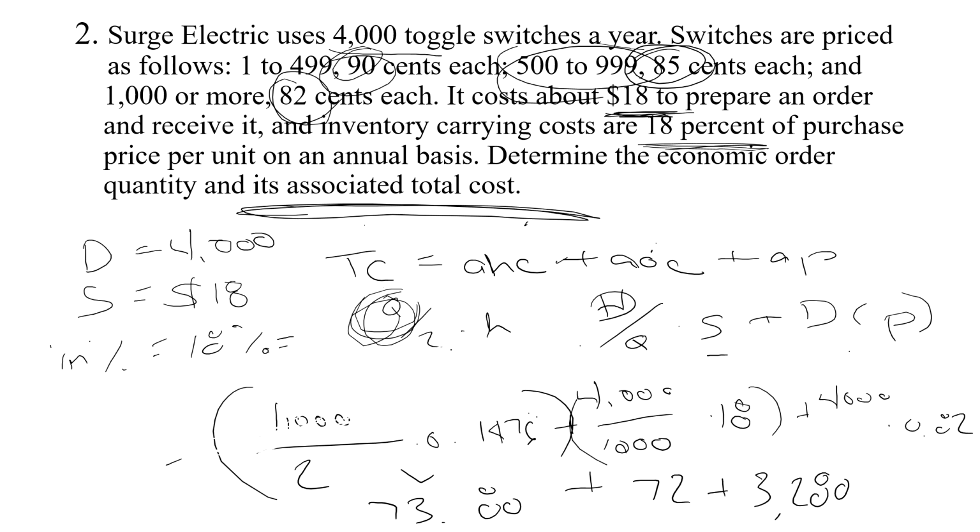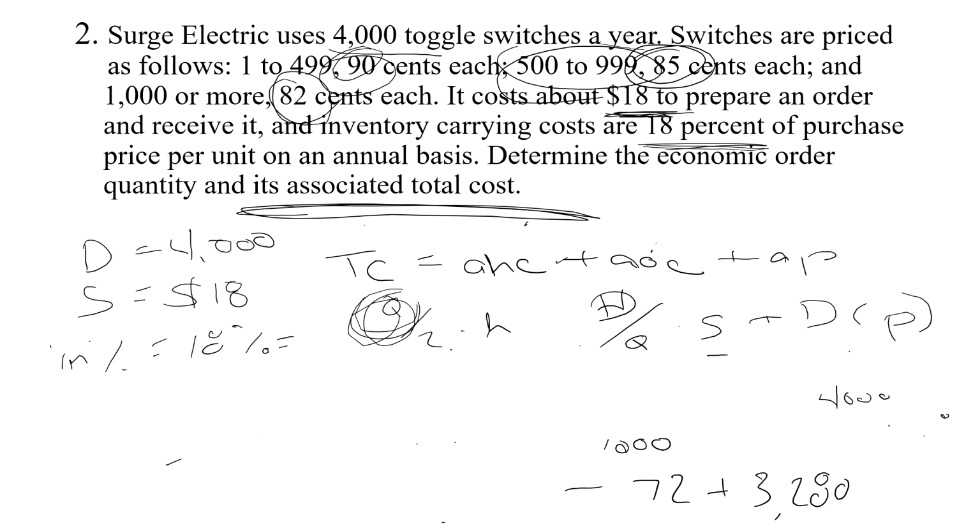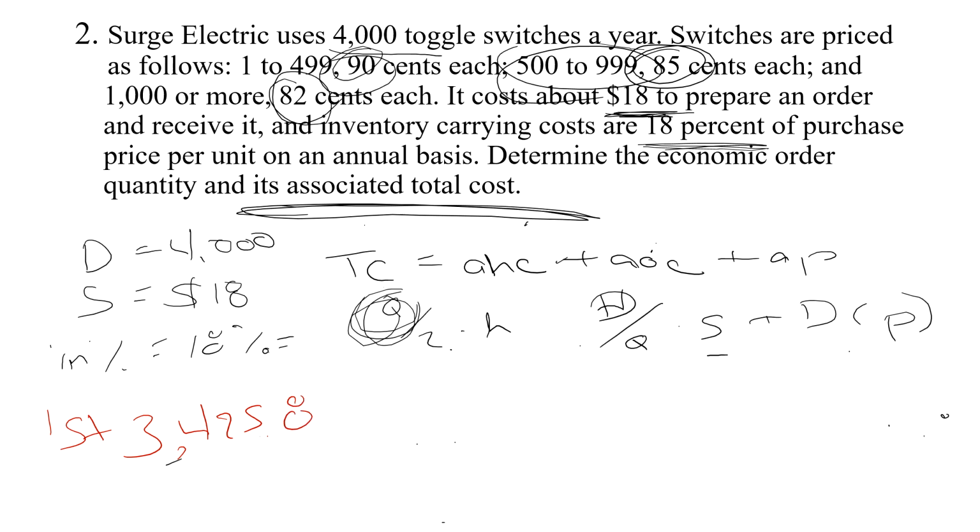I'm going to erase everything here real fast. And I'm going to just go ahead and put this number off to the side because we're going to need to do it again for the next one. And this first option is going to be 3,425.80.